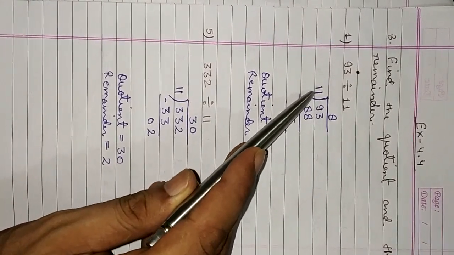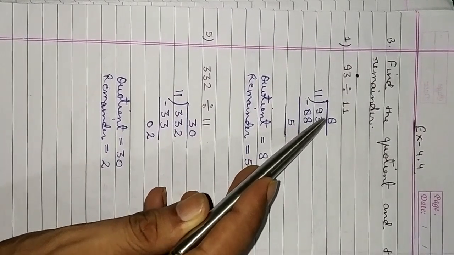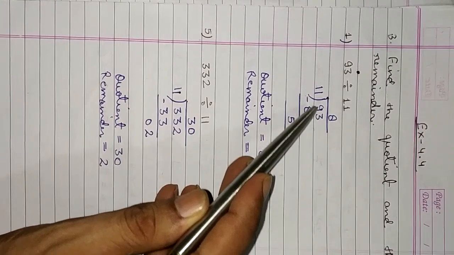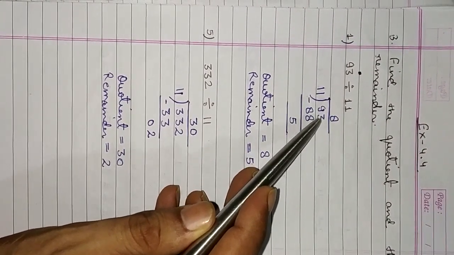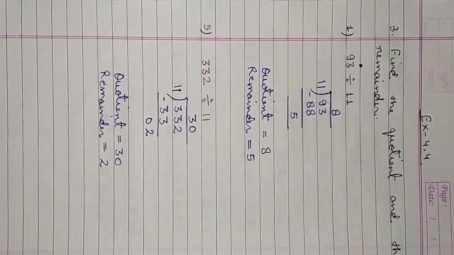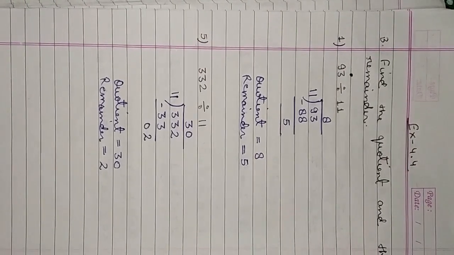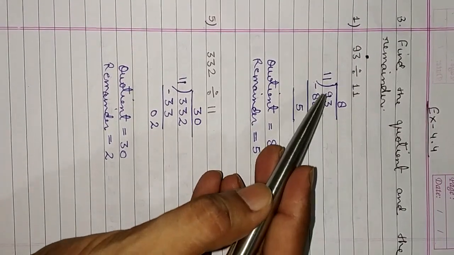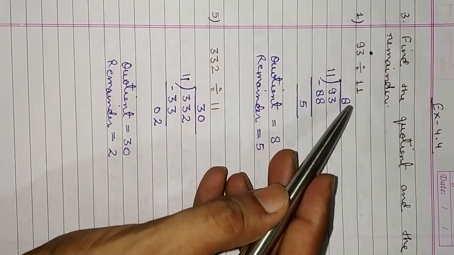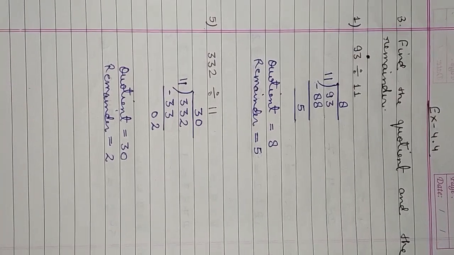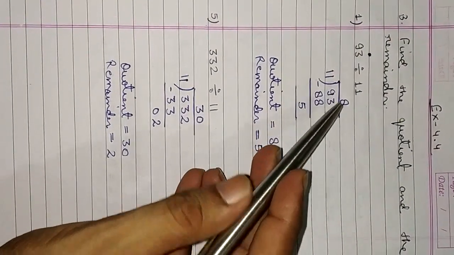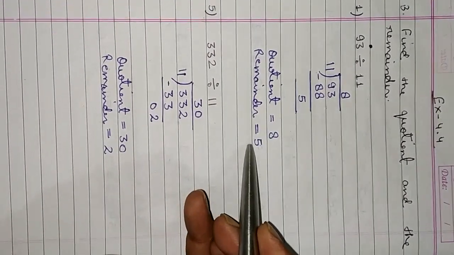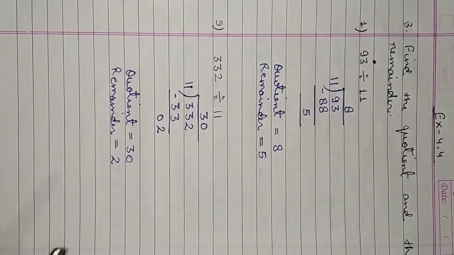93. 11 is a 2-digit number, so we have to take 2 digits. Okay. Now the number lesser than 93 in 11's table is 88, because 11 8s are 88 and 11 9s is 99, which is greater than 93, so we will start with 8. 11 8s are 88. 93 minus 88 is 5, so the remainder is 5 and the quotient is 8.